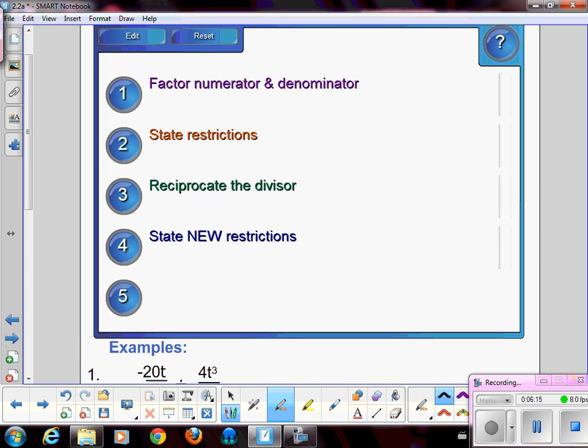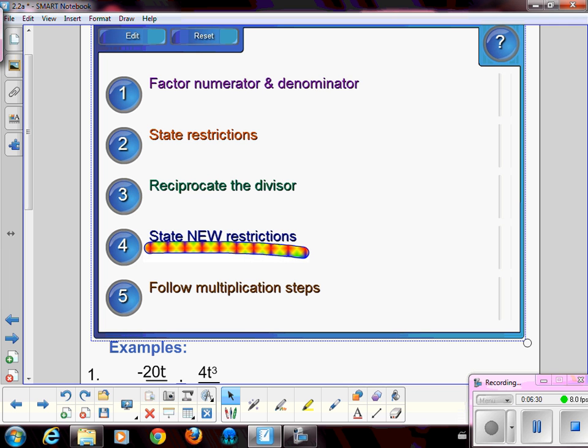Then state new restrictions. Because what happens is now when you reciprocate something, it's highly probable that you're going to have new restrictions going on. So make sure that you are actually stating any new restrictions. And finally, follow the multiplication steps. Okay, so there's a few extra steps here in the sense that we're stating restrictions both here and here. Okay, so we're stating restrictions twice.